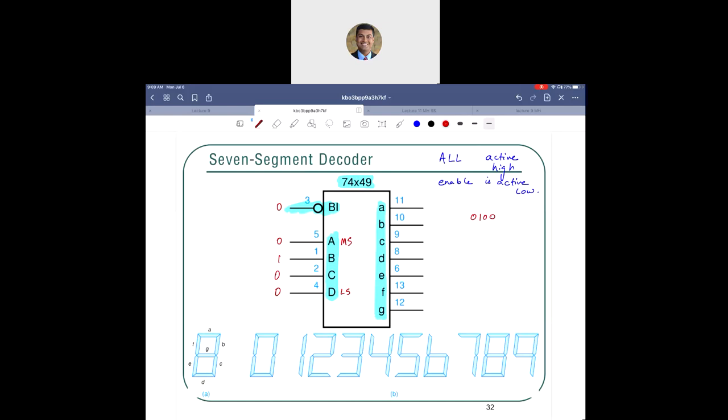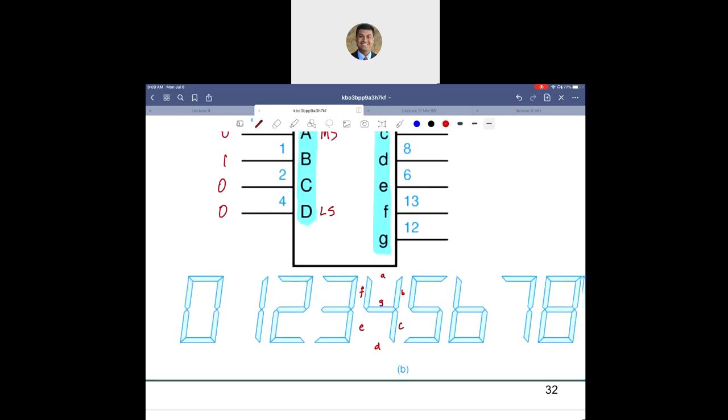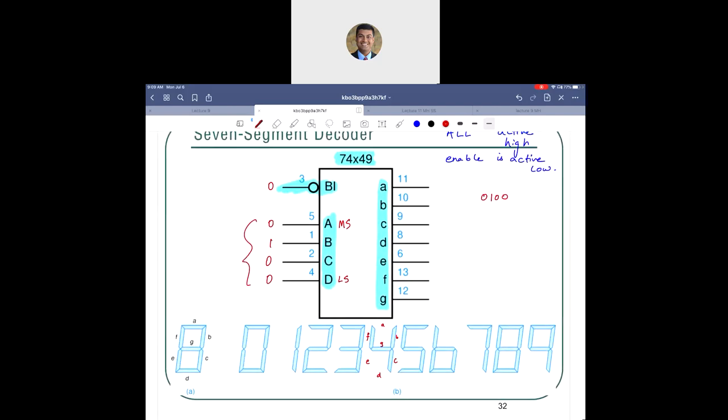So in this case, you have A here, B, C, D, E, F, and G. As you can see, to display 4 in decimal, what do you have? B, C, G, and F need to be active, right? So B is active, C is active, F is active, and G is active. Everything else is inactive.